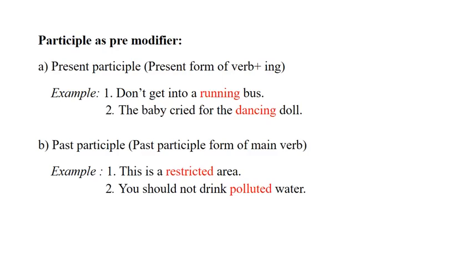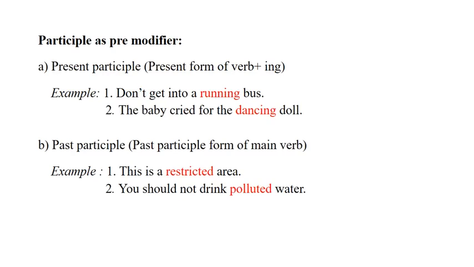Here I have two examples for you. Don't get into a running bus. The baby cried for the dancing dolls. In the first sentence, the word running tells us the condition of the bus, and in the second sentence, the word dancing tells us about the kind of doll the baby cried for. So these two words, running and dancing, are used in these sentences as adjectives and modify the two nouns bus and doll.